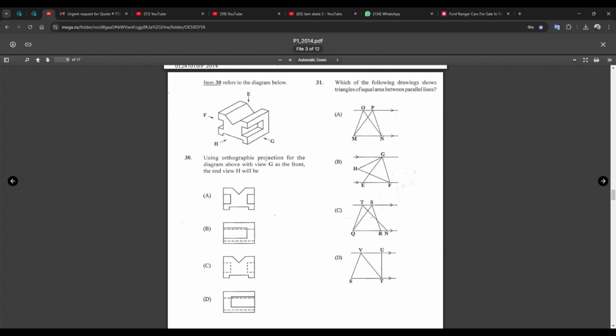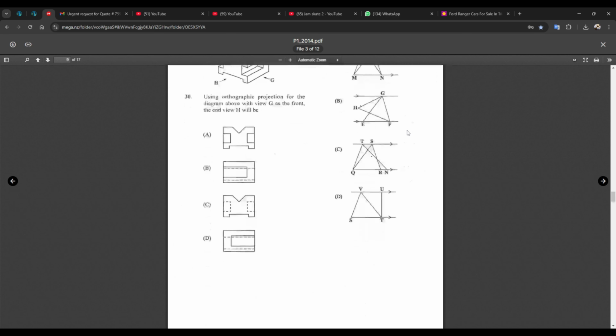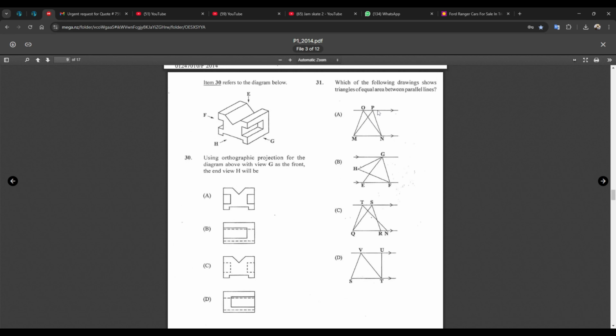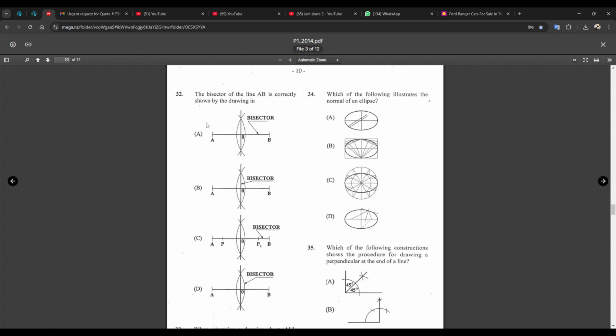Number 31, which of the following drawings shows triangles of equal area between parallel lines? A very, very common question. The answer is A. Again, number 31, A. Number 32.